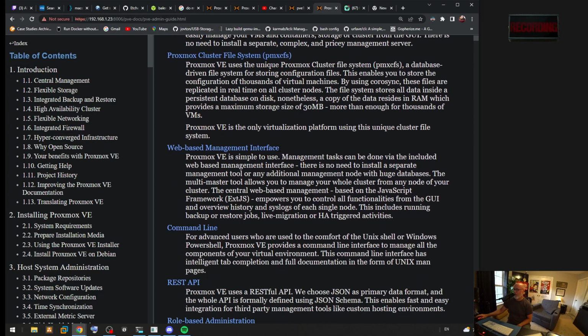Web-based management interface. Proxmox VE is simple to use. Management tasks can be done via the included web-based management interface. There is no need to install a separate management tool or any additional management node with huge databases. The multi-master tool allows you to manage your whole cluster from any node on your cluster. Okay, that is the big question I had. I got to tell you, this is genius.